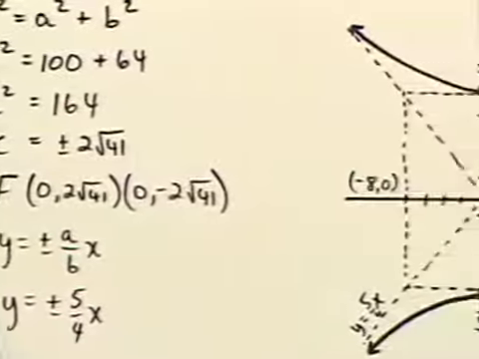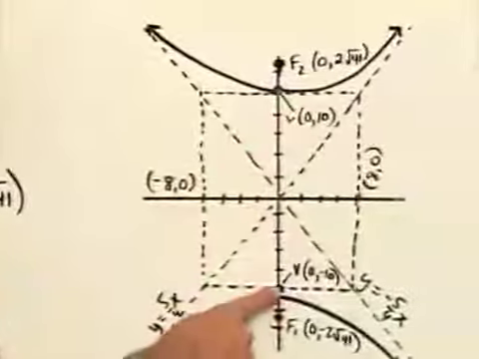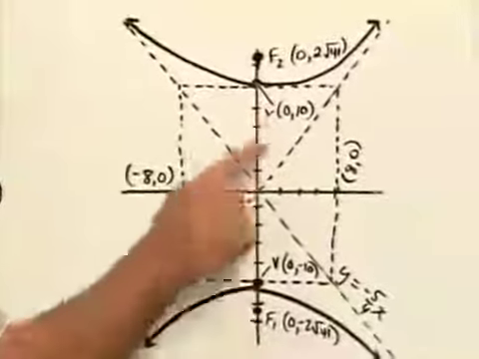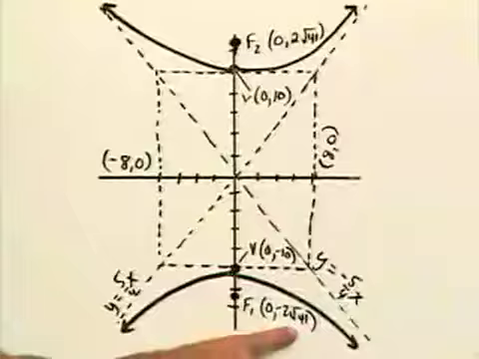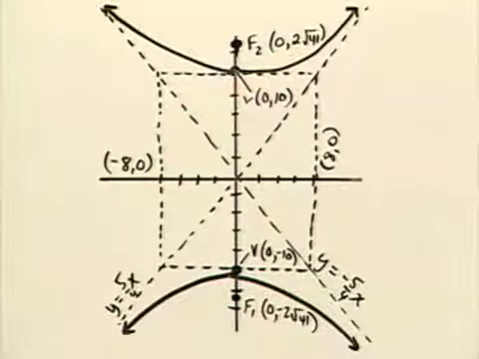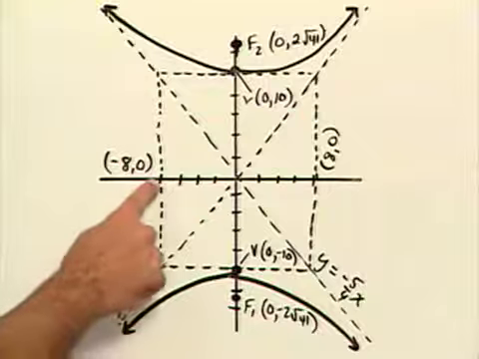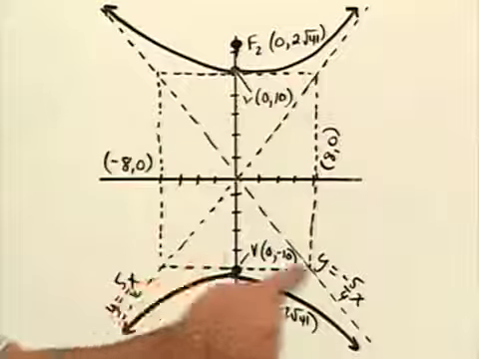So over here we have our hyperbola with vertices (0, 10) and (0, -10). We have our focus number 1, which would be (0, -2√41), and focus 2, which is (0, 2√41). We also have our points (-8, 0) and (8, 0), which help us form our box here.